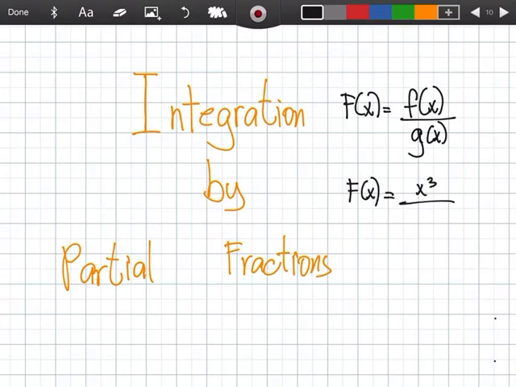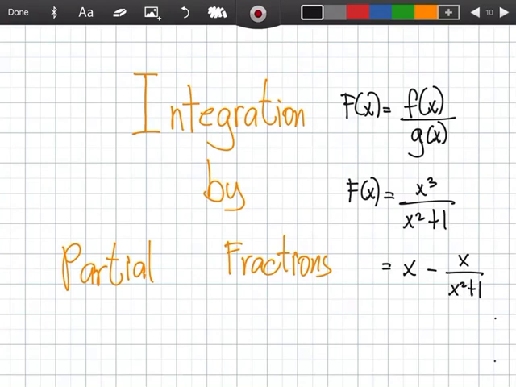An example is the function x cubed over x squared plus 1. This becomes an improper rational fraction. Why? Because the degree of f of x is greater than the degree of g of x. An improper rational fraction can be expressed as the sum of a polynomial and a proper rational fraction. So, this can be expressed as x minus x over x squared plus 1.